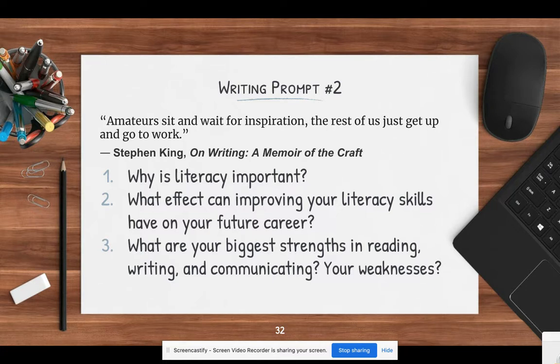What are your biggest strengths in reading, writing, and communicating, and your weaknesses? These are things you have to explore for a reflective piece.